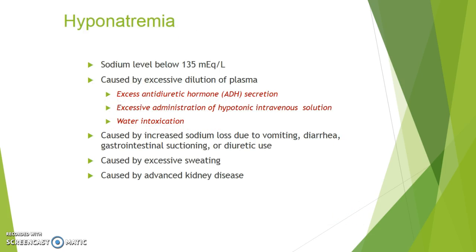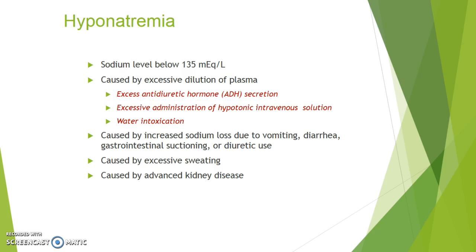Hyponatremia is when your serum sodium level drops below 135 milliequivalents per liter. It is caused by an excessive dilution of plasma, caused by excessive ADH secretion, too much hypotonic IV solution, or water intoxication, which is an excessive consumption of water without anything else being consumed liquid-wise.